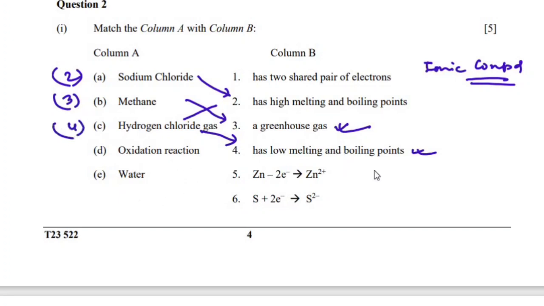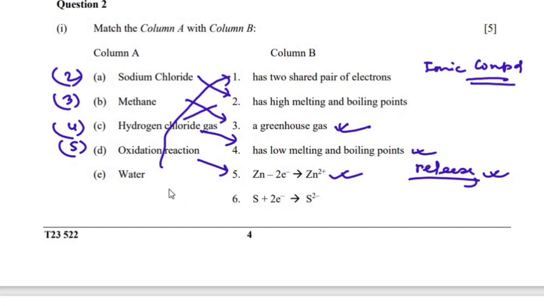Oxidation reaction. We know that any chemical species that releases electrons is called oxidation. That is, oxidation is the electron releasing process. Here zinc releases 2 electrons to form Zn2 plus. So it is an oxidation reaction, that is D5. And water has 2 shared pairs of electrons and 2 lone pairs. Therefore, here is the answer matching. Now let us move to the next question.